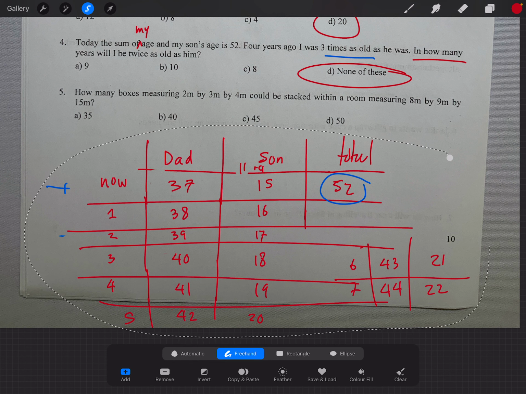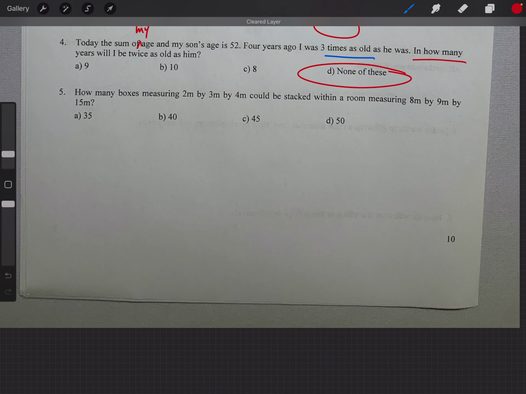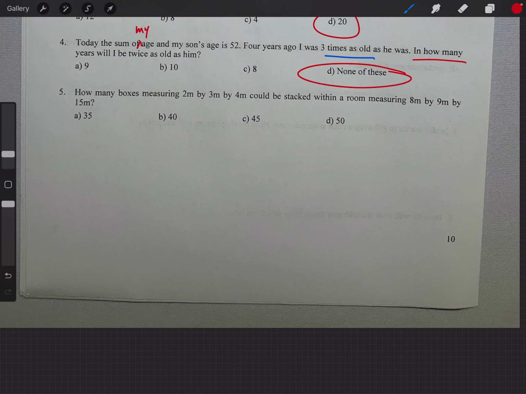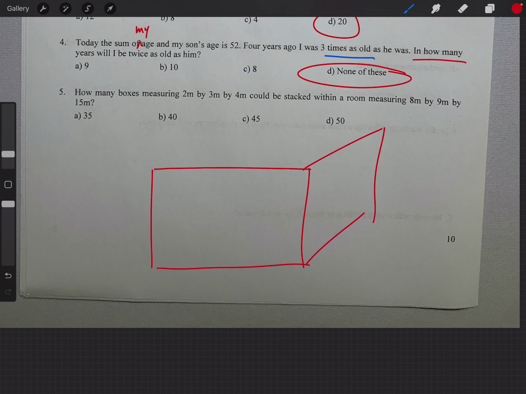These are pretty hard questions. How many boxes measuring 2 meters by 3 meters by 4 meters could be stacked within a room measuring 8 by 9 by 15? Okay, so here's your room. It's 8 by 9 by 15, and it says how many of the 2 by 3 by 4?